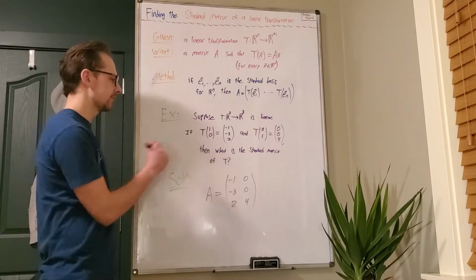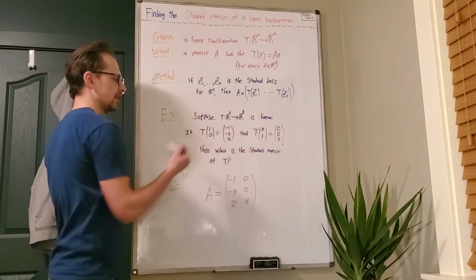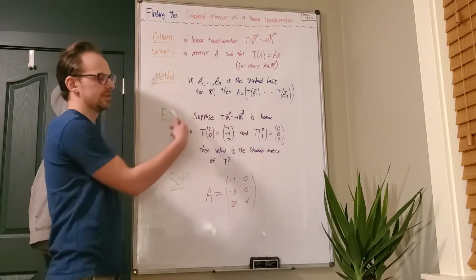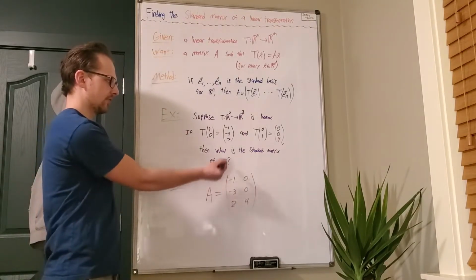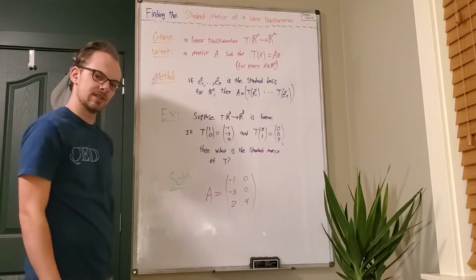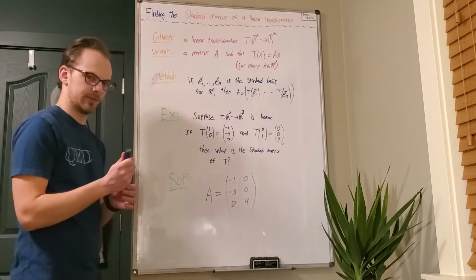Obviously, this particular example is fairly straightforward. We are literally given the exact information we need to determine the standard matrix directly, and we are able to just write down the matrix given that information. So our next example will be a little bit more involved.